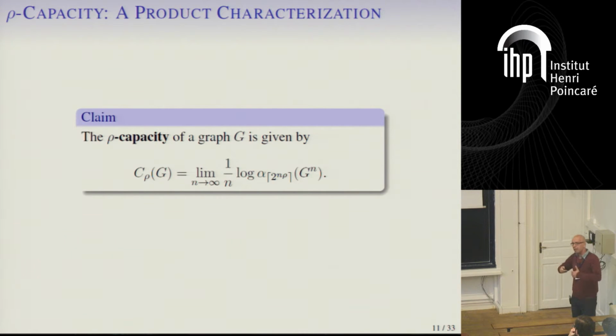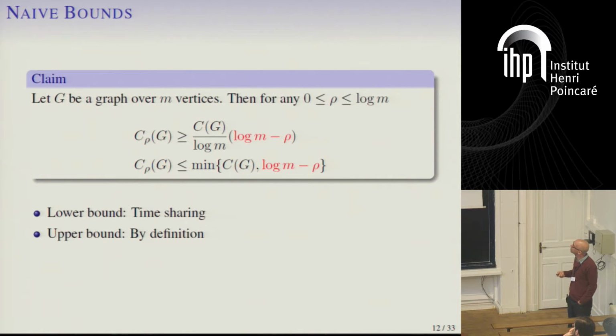All right, so if you take the product of the graph and you do the same thing, you can get an asymptotic formula for C rho of G. And it looks like this. C rho of G is the limit of 1 over n log of the 2 to the rho independence number of G to the n. So this follows exactly by the same argument that I did for the one-shot case, just taking products. Of course, this is an asymptotic formula, so it's not very useful for us, and we'd like to get more explicit bounds. So one bound we can get is by looking more carefully at the distribution induced.